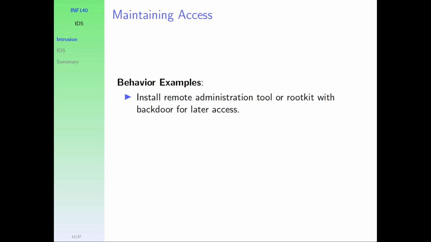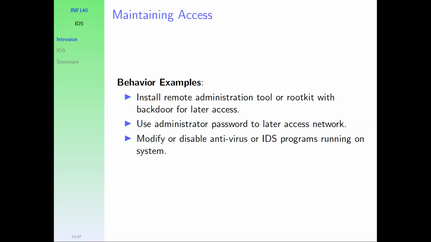And then maintaining access: mostly they will try to install so-called remote Trojans or remote access tools, or in the worst case, install a rootkit in the system. Then they have the password to access the network. And also, if the rootkit is unfortunately installed in the system, then they can fool the IDS programs by clearing the log files, or they can deactivate the antivirus software in the system.